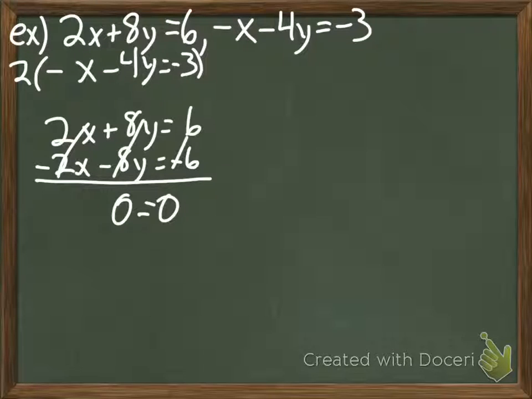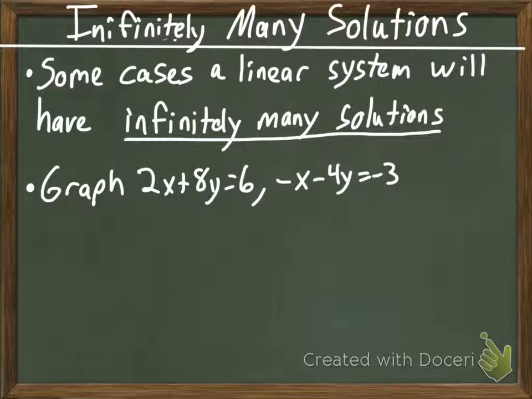So what does this mean? I want you to go ahead and pause the video again and discuss in your group what you think this means. Okay, what this means is that this linear system has infinitely many solutions. In some cases our linear systems will have an infinite amount of solutions. It doesn't matter what two numbers you pick for x and y, they will always work.